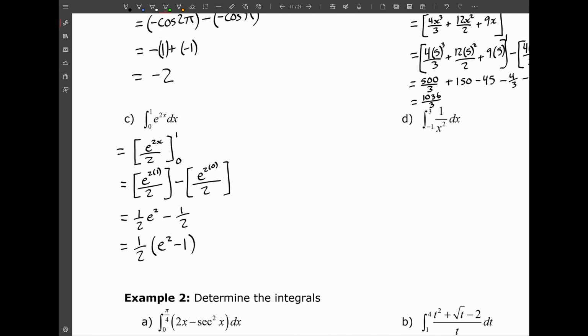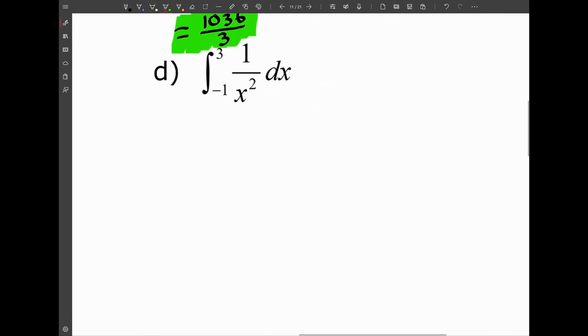Perfect. Should be highlighting my answers. Make them nice and invisible, especially that one, because he's hiding. All right. Last one in this example. Then another example. So not exactly last one, but you get the idea.